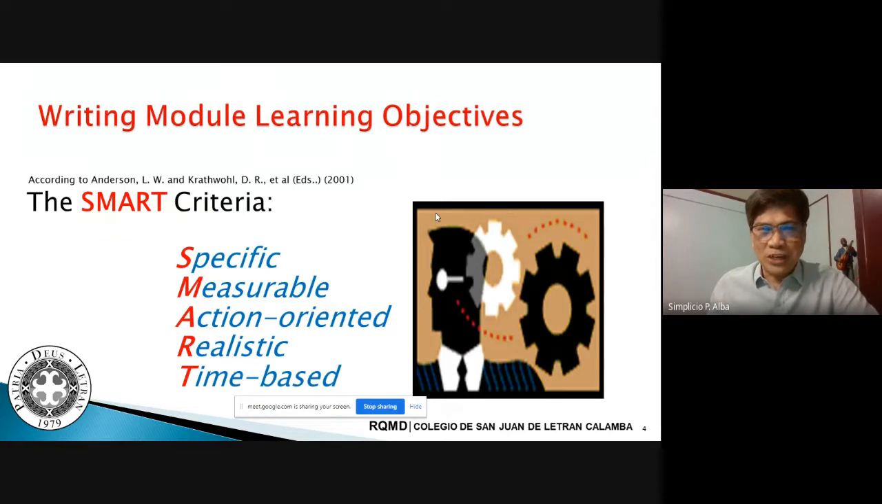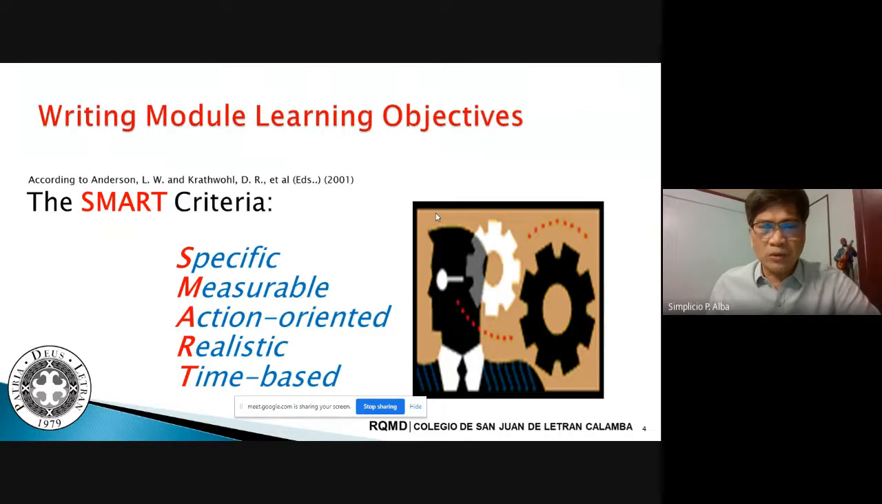Let me focus my sharing of tips on three salient elements of module instructional materials: the objectives, the contents, and the assessment. First, let's have the learning objectives. As they say, when designing a module, it is important to start with a clear idea of the course's goals and the outcomes you want to achieve.